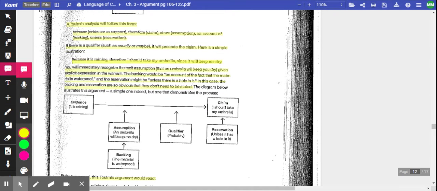Okay, notice here in this statement, because it is raining, therefore I should take my umbrella since it will keep me dry. The assumption is that an umbrella will keep you dry. Now, obviously, in this example, I think we all can agree that normally an umbrella will keep you dry. But notice that with a lot of other arguments, there are assumptions that are like this that people take for granted. Again, this is a silly example, but let's say there's some people who don't agree that an umbrella keeps you dry. They may say, well, some umbrellas aren't very good. Some umbrellas don't cover your entire body. Therefore, I don't agree that umbrellas keep you dry.